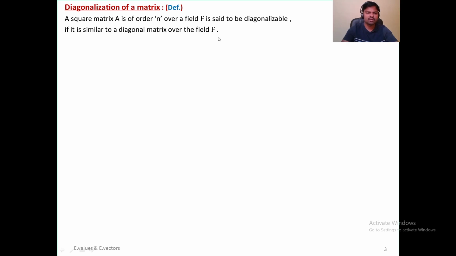It is similar to a diagonal matrix. What is an example of a diagonal matrix? For example, a diagonal matrix example is 1 0 0, 0 1 0, and 0 0. This is a diagonal matrix. If any matrix is similar to this matrix, that is called a diagonalizable matrix. But under what condition it is diagonalizable, we will see now. But it is similar to this kind of diagonal matrix only.